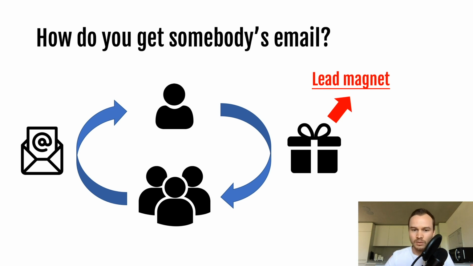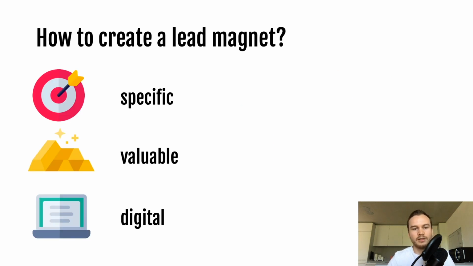And there are 3 things that your lead magnet needs to be. It needs to be specific to your audience. So you don't give away templates for editing photos to people who are interested in fitness tips. If you run a fitness YouTube channel, you can give something away like the best 10 exercises for building a six-pack or something, because people will want to get that.